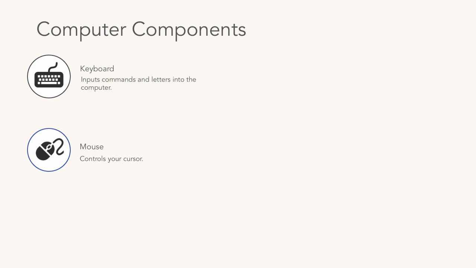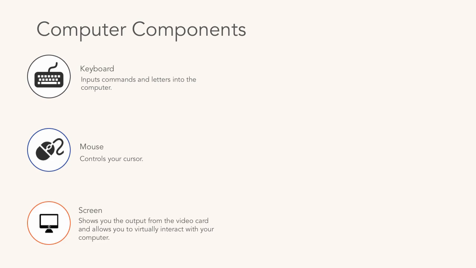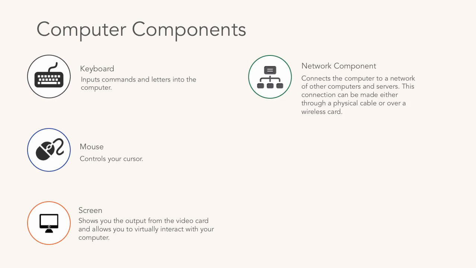And of course, the mouse. The mouse changed everything, totally made computers accessible to the average human being. So you wouldn't have to remember a bunch of random keystrokes to enter data. But mouse, straightforward. You plug it in again via your USB or a wireless connection. Voila. Next, we got your screen. So the screen shows the output from the video card and then allows you to virtually interact with your computer. Pretty self-explanatory once more.